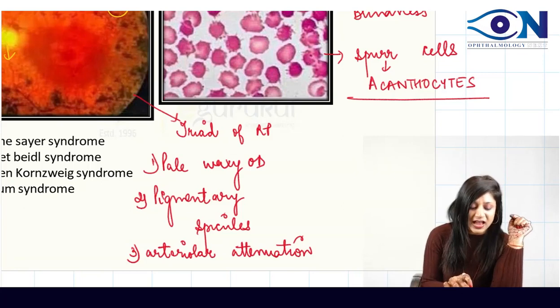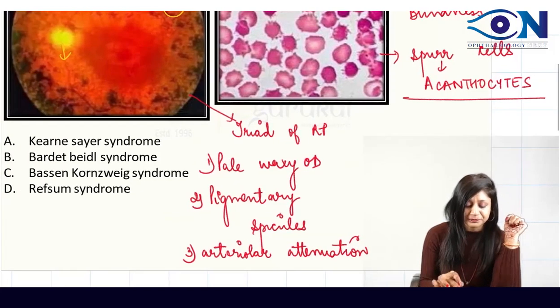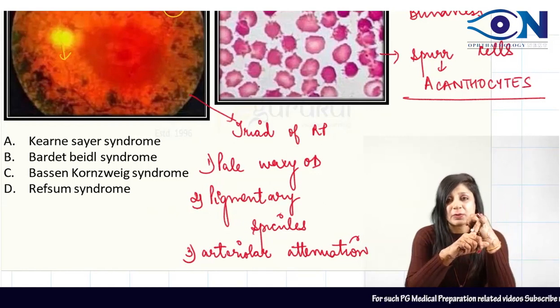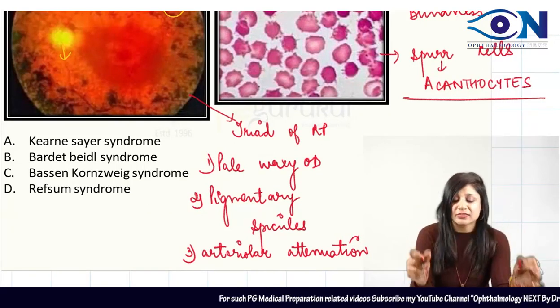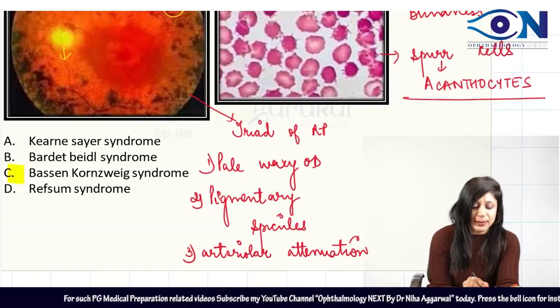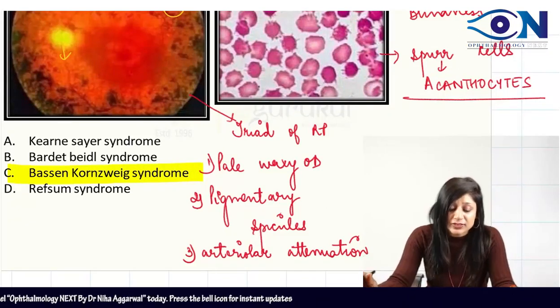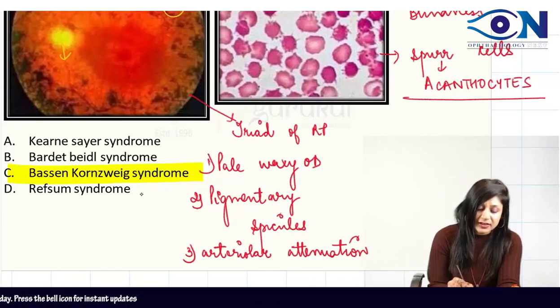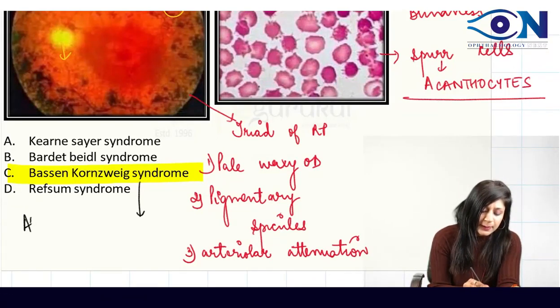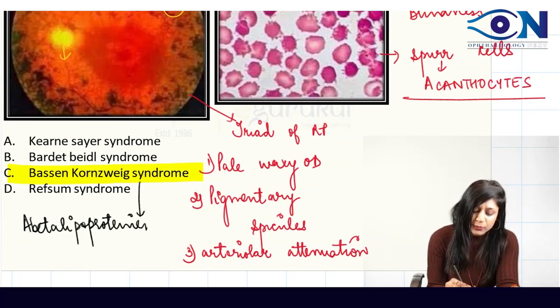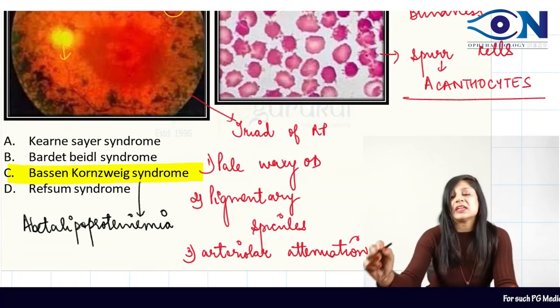Now they have asked you an easy part. They have just asked you, okay, what is this? So basically, if I am having retinitis pigmentosa along with acanthocytosis, it is actually Bassen-Kornzweig syndrome. This is called Bassen-Kornzweig syndrome because here we get abetalipoproteinemia, which will have the acanthocytosis.